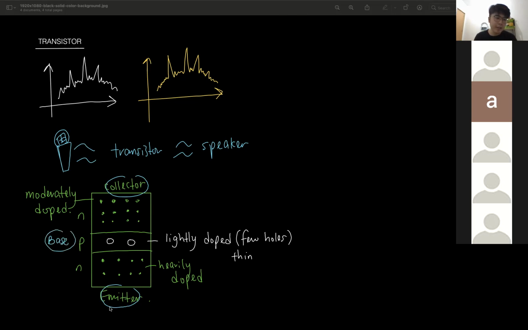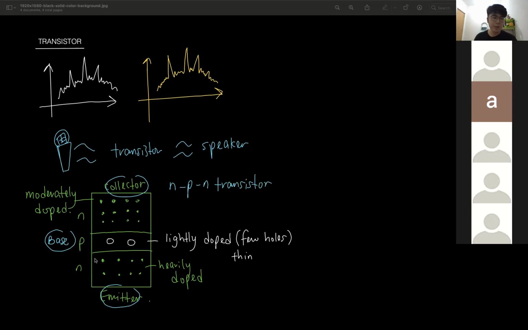So we have collector, emitter, base. The base is only lightly doped. Okay, now this is the NPN transistor. So we pronounce it like this, NPN. So we call this NPN transistor.